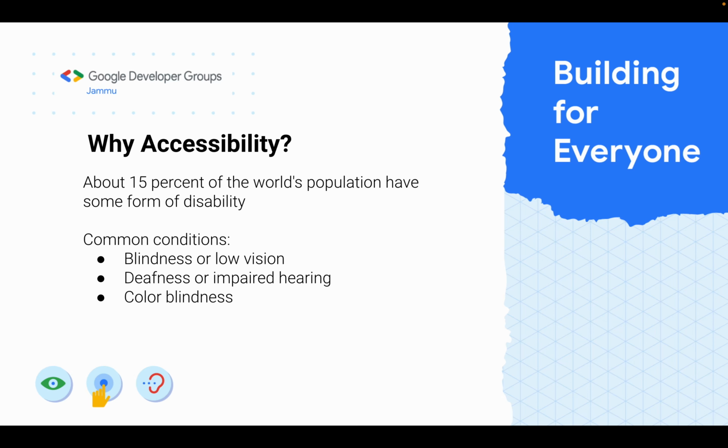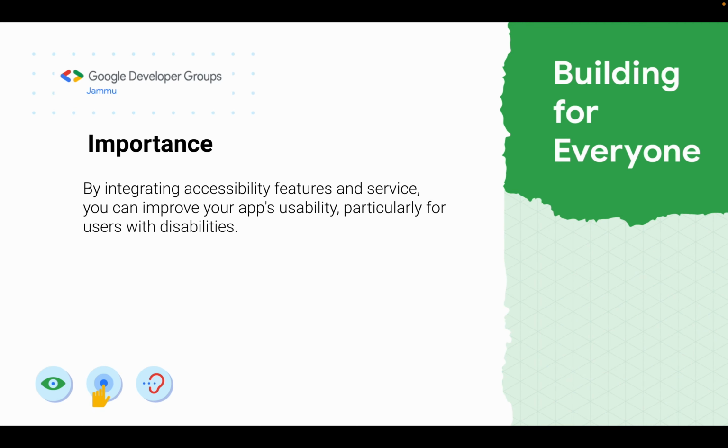Why accessibilities? About 15% of the world population have some form of disabilities. That is more than 1 billion people. And the common conditions that affect these users are blindness, deafness, color blindness, restricted motion skills, and so on. This is just a partial list. So, why is it important?